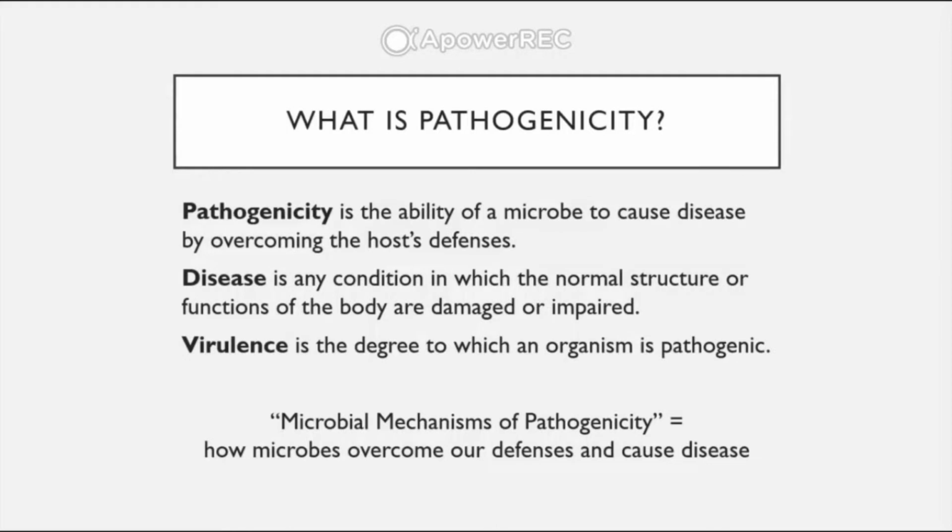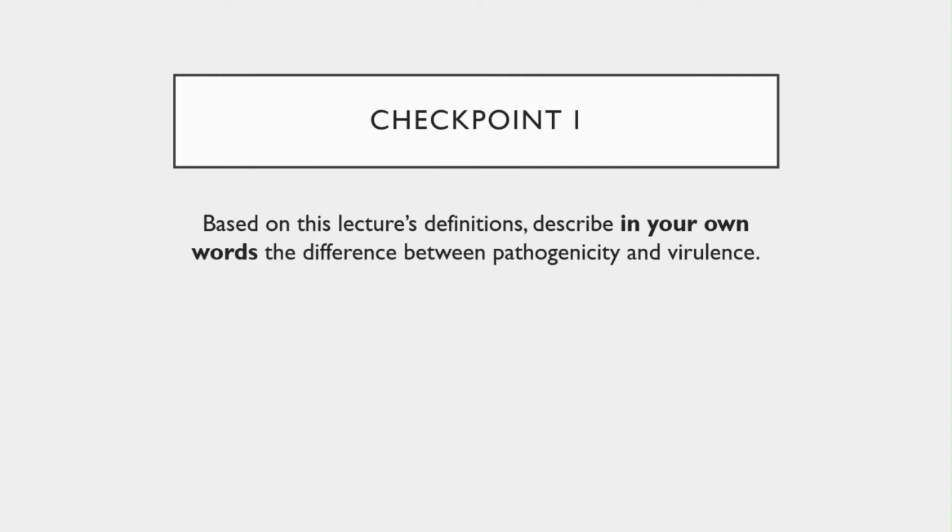So, coronavirus could have pathogenicity in humans, while Lactobacillus acidophilus, which is used to culture yogurt, would not. We can also use an example for virulence, where Ebola virus has a high virulence, while Candida albicans has a low virulence. Checkpoint 1. Based on this lecture's definitions, describe in your own words the difference between pathogenicity and virulence.